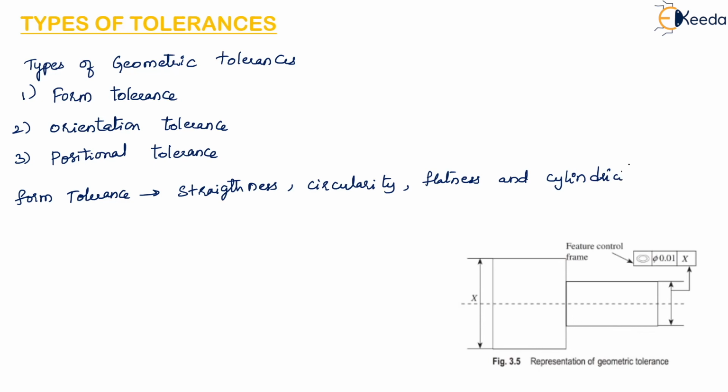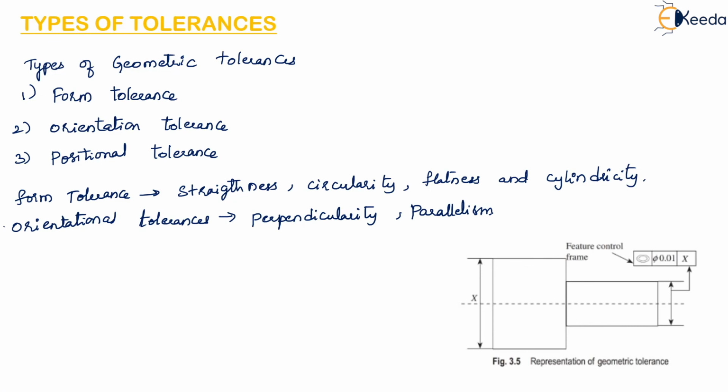The next one is the orientational tolerances. They are a type of geometric tolerance which is used to limit the direction or the orientation of a feature in relation to other features. Perpendicularity, parallelism and angularity fall into this category. They include the positioning or the direction with respect to the other features.